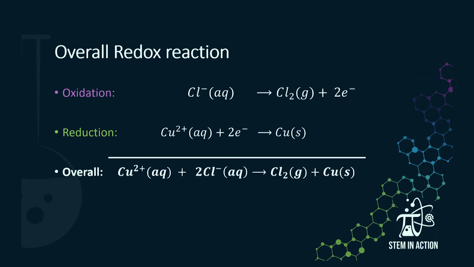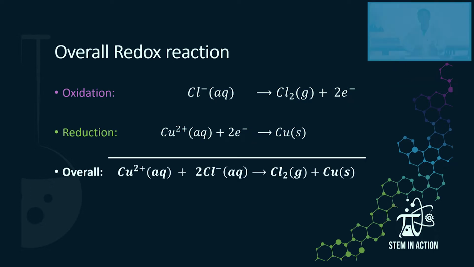Once we cancel these out, we collect our terms on the left of the arrow and we collect our terms on the right of the arrow. So for a copper chloride electrolytic cell, the overall reaction is copper 2 plus ions in solution plus chloride ions in solution forms chlorine gas and copper metal. This is something that you must be able to know.